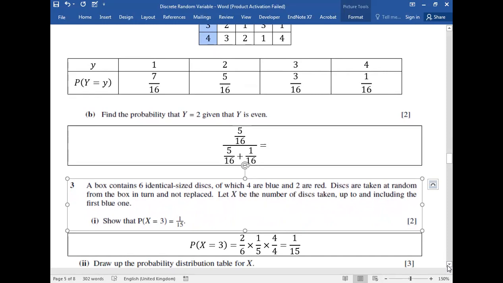X can either be 1, or it will be 2, or it will be 3. Third में तो लाजमी either way I will get the blue disk. उसके बाद I do not need to take out any other disks. So x can only take 3 values, 1, 2, or 3.